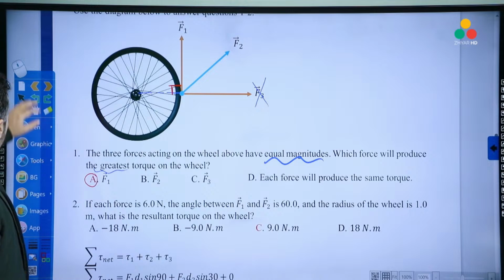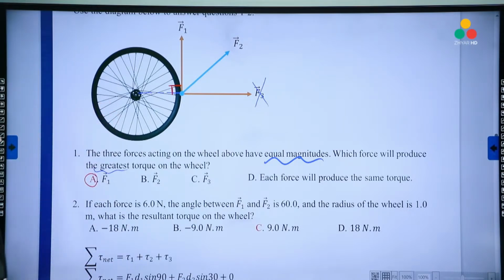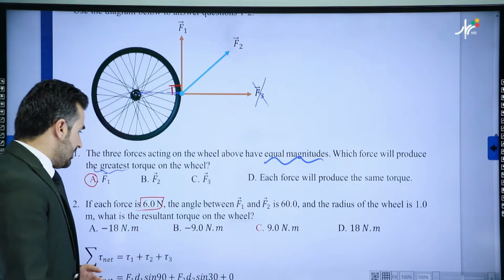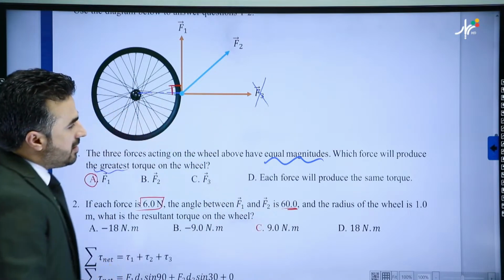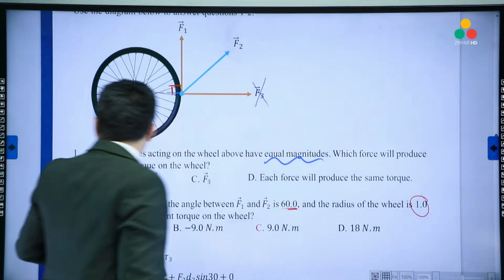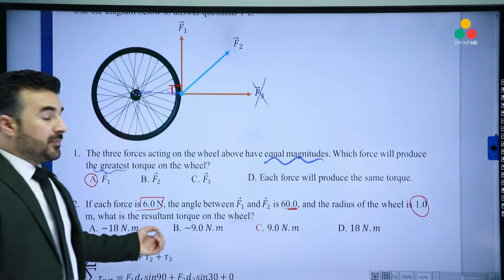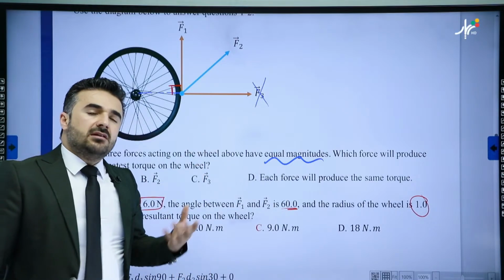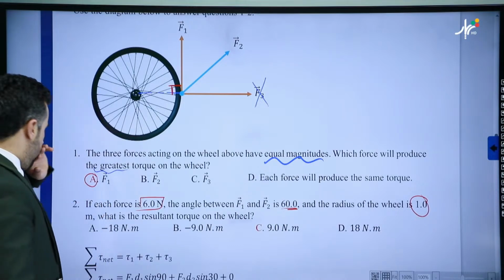Now we have the second question, which is related to the diagram. It says, if each force is 6 Newton, the angle between F1 and F2 is 60, and the radius of the wheel is 1 meter, don't forget, what is the resultant torque on the wheel? Remember, we don't want just the torque of one of the forces. We want the resultant torque on the wheel here.